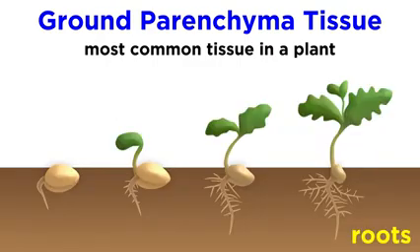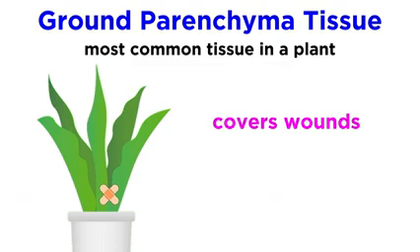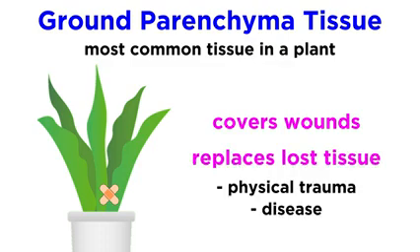Starch-filled parenchyma tissue can be found in a plant's roots, and parenchyma tissue also makes up the majority of a seed, so that the starches can feed the embryonic plant until it's able to photosynthesize on its own. Additionally, parenchyma tissue is so prevalent throughout a plant that it also takes on the role of growing to cover wounds and replace other tissues lost through physical trauma or disease.